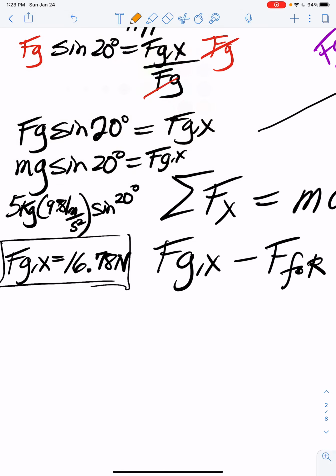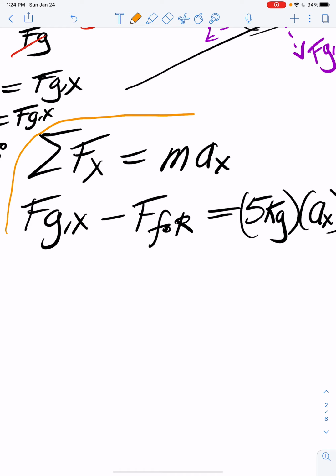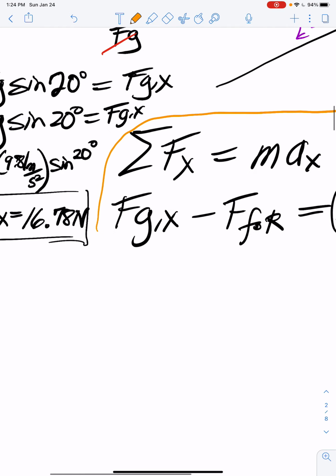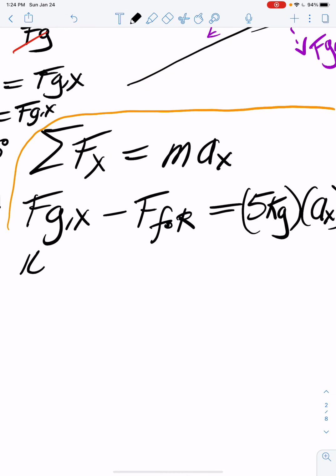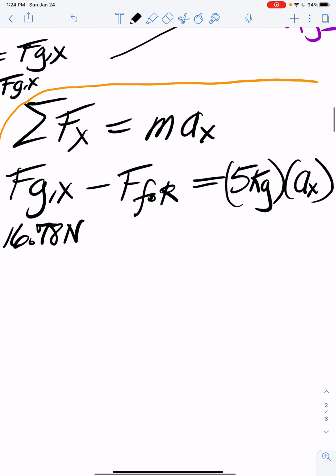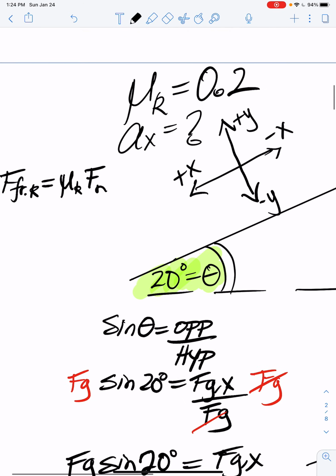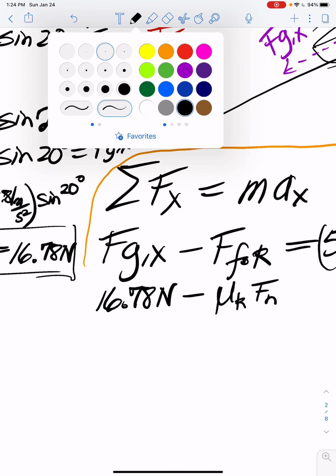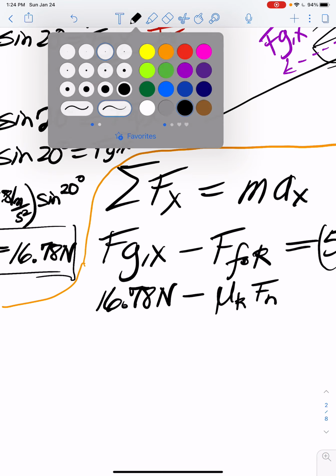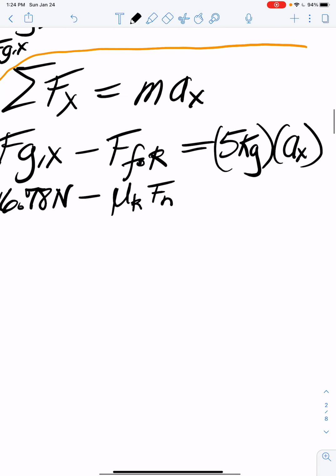So let me go ahead and try and separate this. Okay, so we have over here 16.78 being subbed in for FGX. Force friction kinetic, we don't know, but we do know it's equal to mu kinetic times Fn. So that's just based on this formula right here, which I can just add off to the side. Force friction kinetic is equal to mu kinetic times Fn. All right. And so let me extend this orange line here. Then mu kinetic, what did we say that was? 0.2? I think the problem told us.